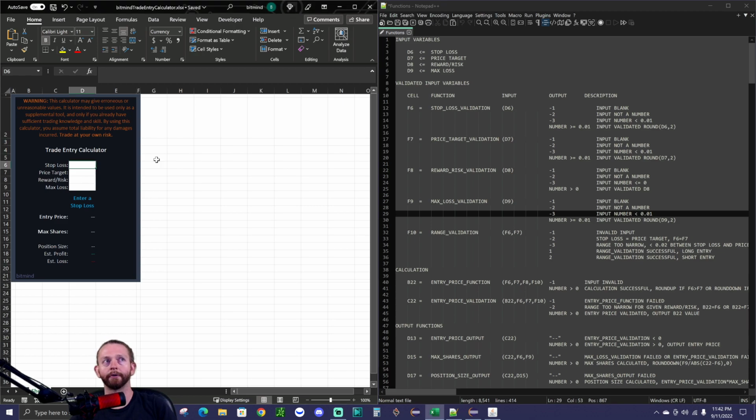And I thought I would share a tool that I created. This is, just as the name implies, a trade entry calculator. It's a calculator that I made that can help you work out an entry position, or an entry price, rather.